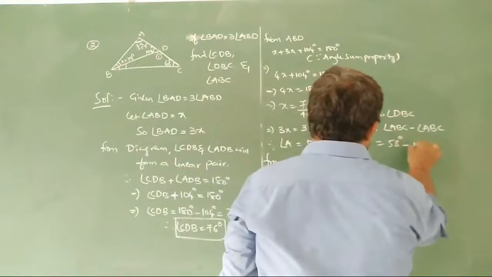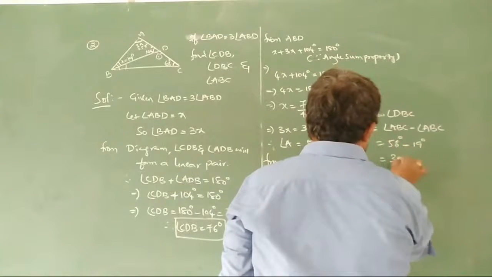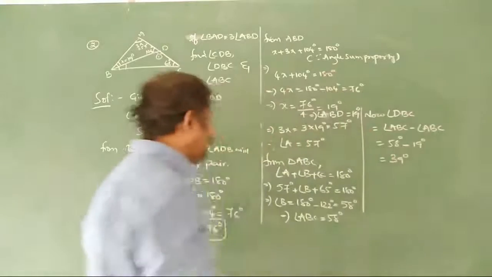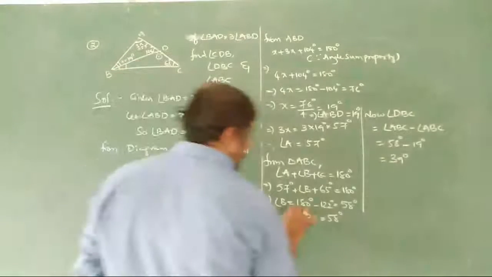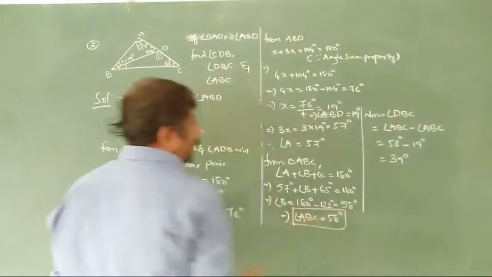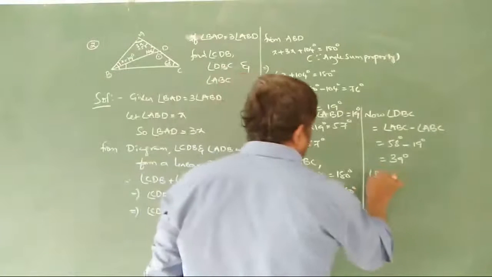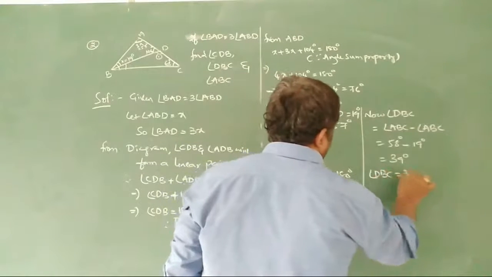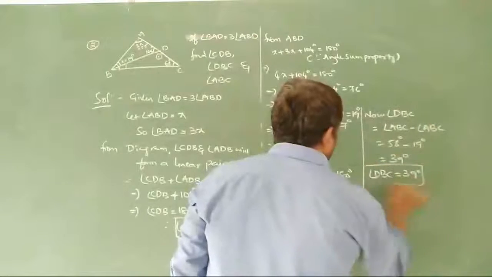58 minus 19, which is giving us 39. So what do we need? Angle ABC. How much do we have? 58 degrees we have. Next, angle DBC, 39 degrees we have.